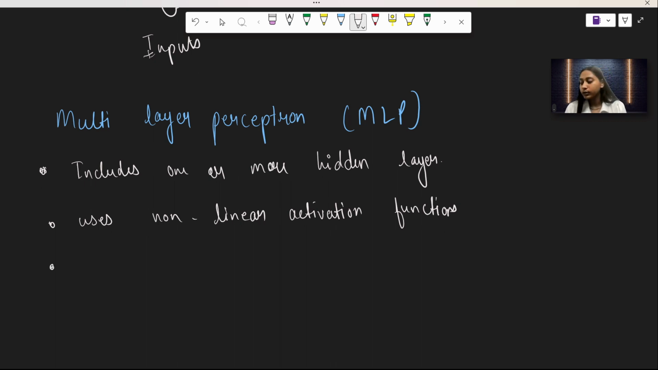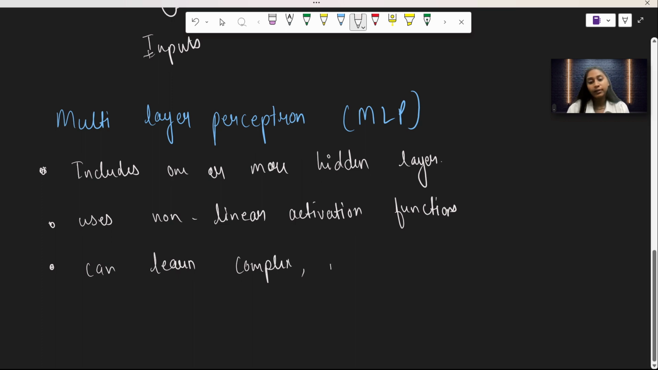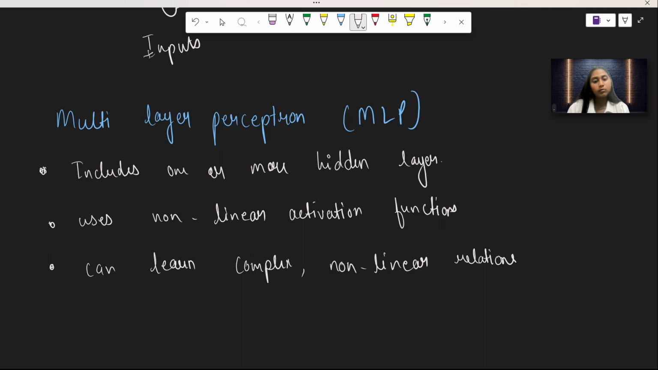Then yes, it can easily learn complex non-linear relationships. So if you are working on a complex project that has a non-linear kind of equation, or variables forming a non-linear relationship with each other, then we can use it, because we have the hidden layer and it is also using the non-linear activation function.